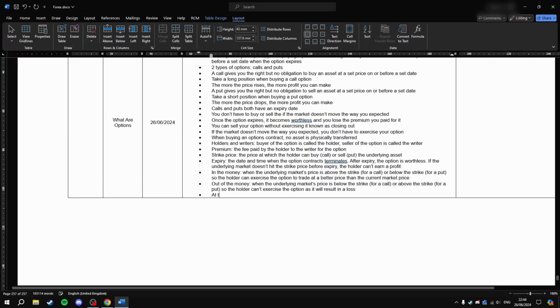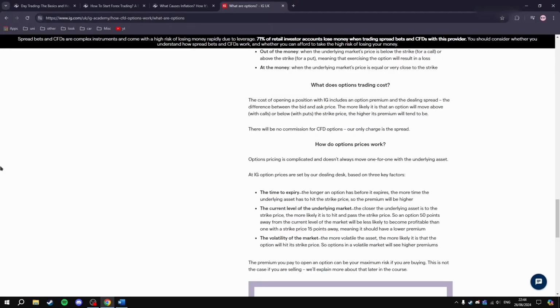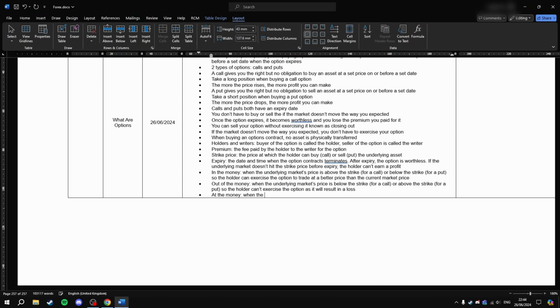At the money. When the underlying market's price is equal or very close to the strike price.